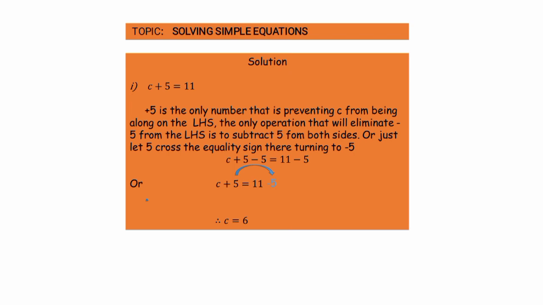Therefore, when you cross, you see that plus 5 will leave the left hand side and go to the right hand side as minus, leaving c alone, and 11 minus 5 equals 6. Therefore, c equals 6.